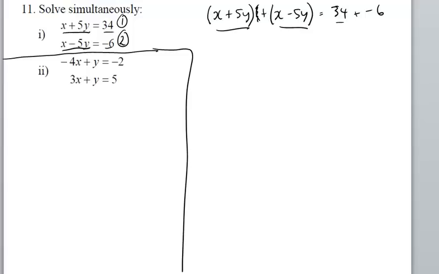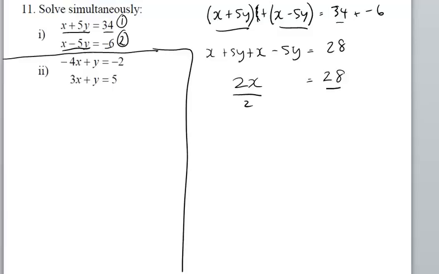So we write it all out: x plus 5y plus x minus 5y is equal to 34 minus 6, which will give us 28. So here x plus x gives us 2x. Then we've got plus 5y minus 5y, and these y's cancel out. So here we're going to get 2x is equal to 28.